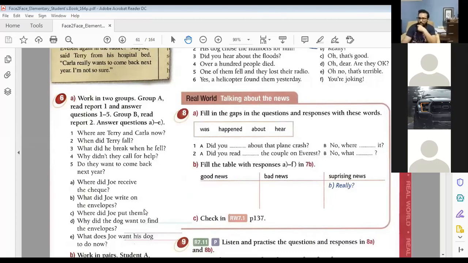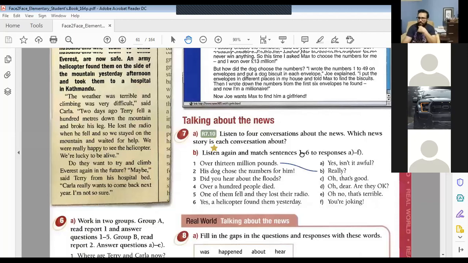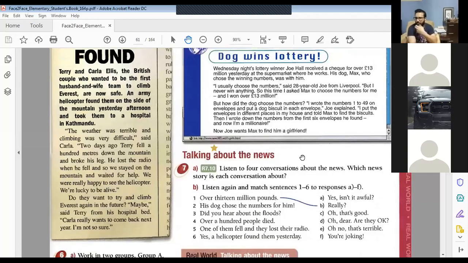Okay. So here, the question is why did the dog want to find the envelopes? What's the reason? Why did the dog want to find the envelopes? Why? Do dogs like envelopes, Hannah? Do dogs like envelopes? Yes. Are you sure? What does the dog do with the envelopes? There must be a reason.